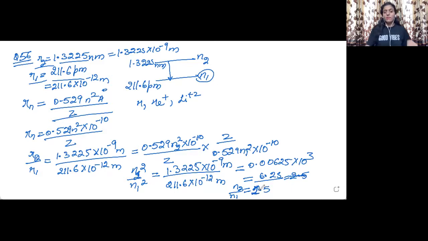Now we do not have the value for n1, we do not have the value for n2. So here we can arbitrarily choose some value. You can try different values. The simplest value, if we want to get n2 upon n1 equal to 2.5, is 5 upon 2. That is, the electron is jumping from the fifth energy level to the second energy level. So n2 equal to 5, n1 equal to 2. Now, when the electron jumps from any higher energy level to the second energy level, the series is the Balmer series.